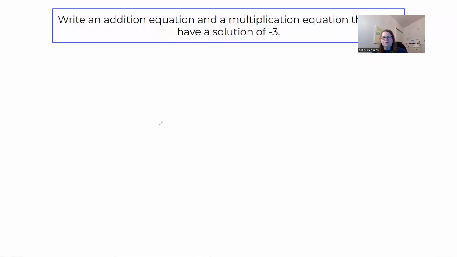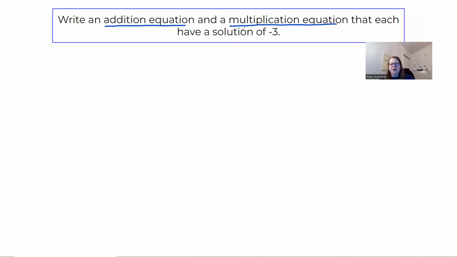Okay, so this problem actually has two questions in it. We have to write an addition equation and we have to write a multiplication equation. The only thing they really have in common is that they both have a solution of -3. Solution means that when you finish working out the problem, you get x equals -3 for the answer. So let's think about how we would do that.